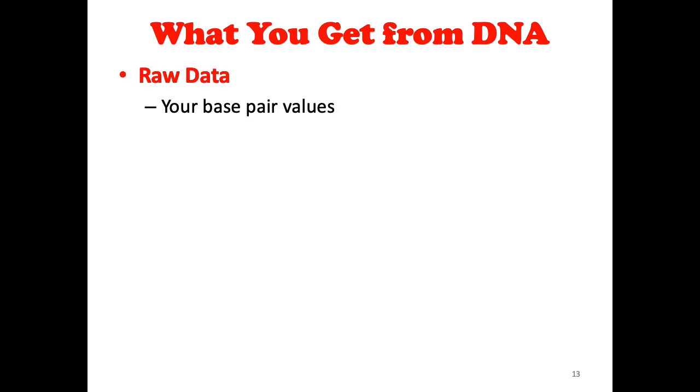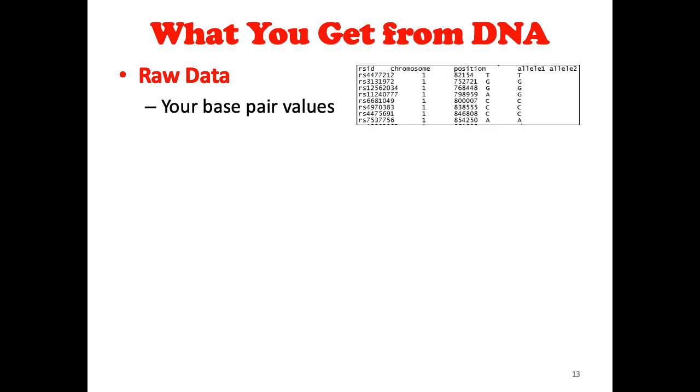Okay, so what do you get when you take a test? And you all probably know that. You get your raw data. And what is that? That's all those positions on your chromosomes and the values. So you can see up here that there are those base pairs, T's and G's and C's. It's all the specifics that you have, and it's in your raw data file, so you can download that and actually look at it. But it's not easy. It's a lot. It's alphabet soup, and that's what you use the company to help sort out and make sense of.